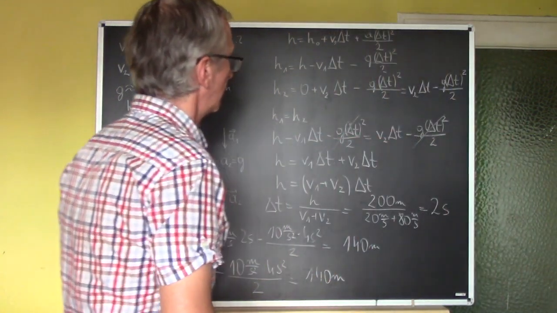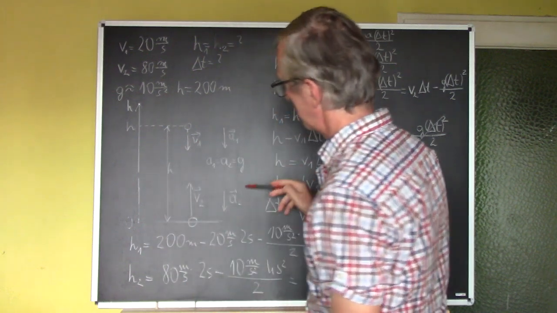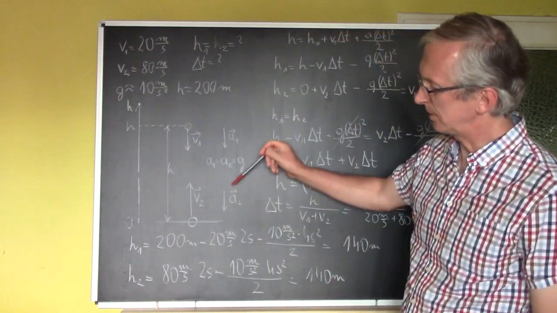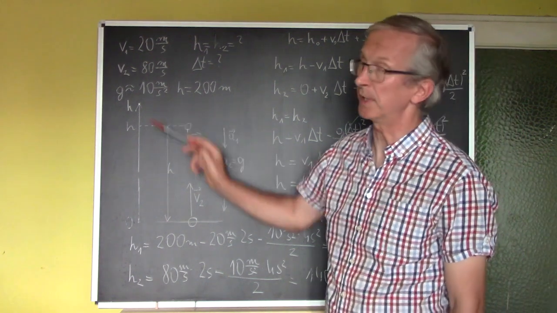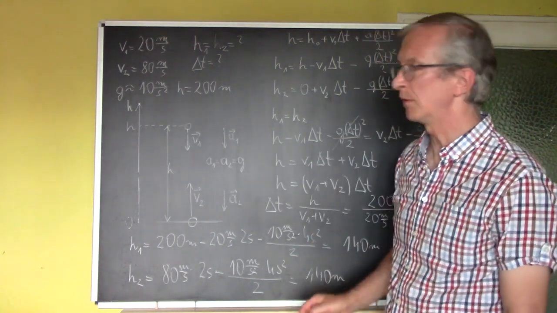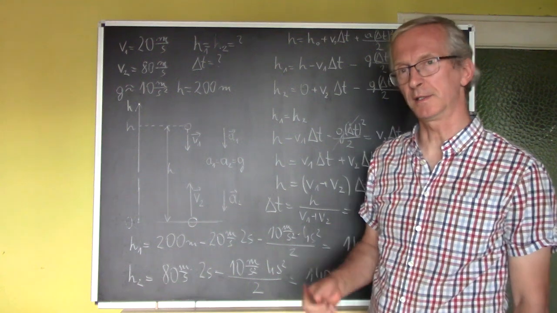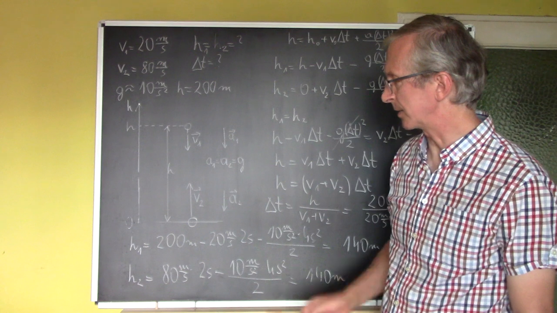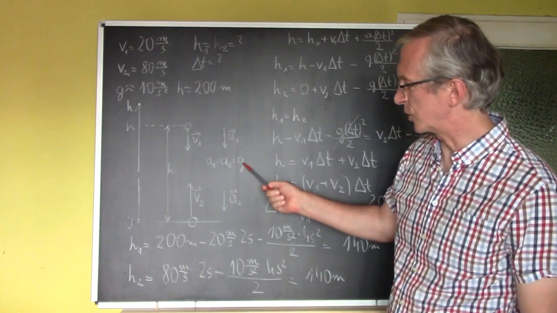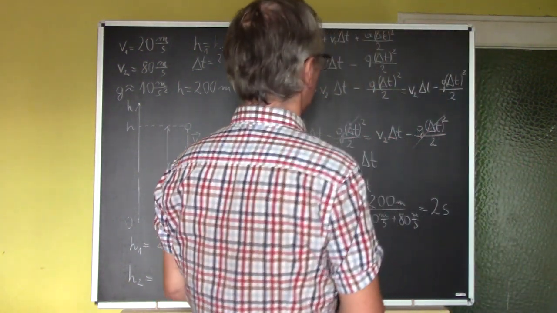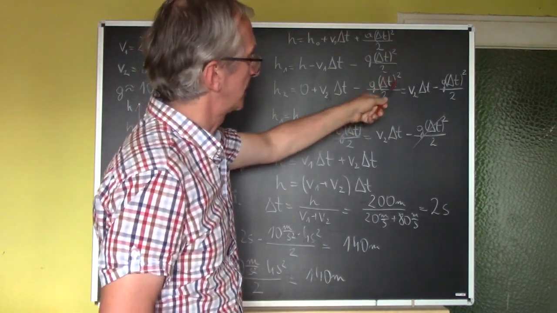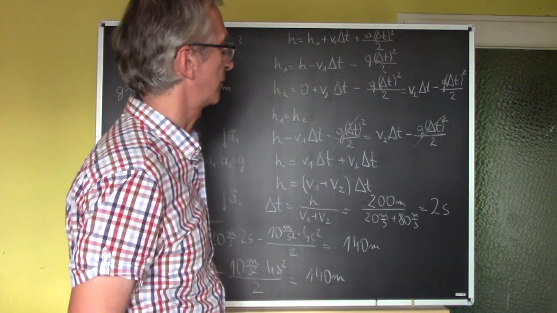Next, we see that the acceleration vector a2 is opposite to the axis, so its coordinate is negative and is equal to minus the magnitude of this vector. This is minus g. So here is minus g times delta t squared divided by 2.